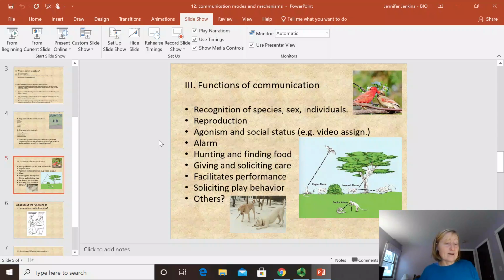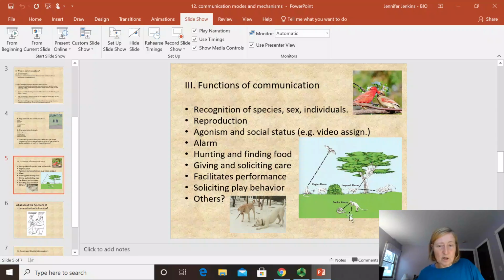Animals communicate alarms. They alert group members to danger. So I've got this little picture here of vervet monkeys that actually have very different kinds of signals to communicate different kinds of dangers in their environment. So they have a leopard alarm call. When they make it, all the other animals will jump up into the tree.